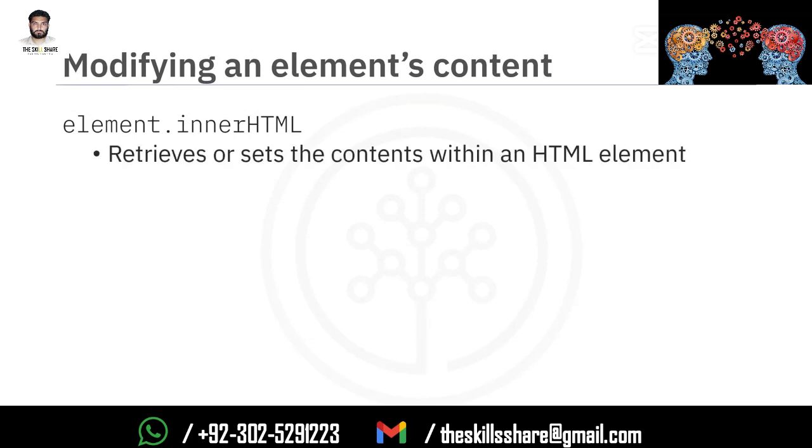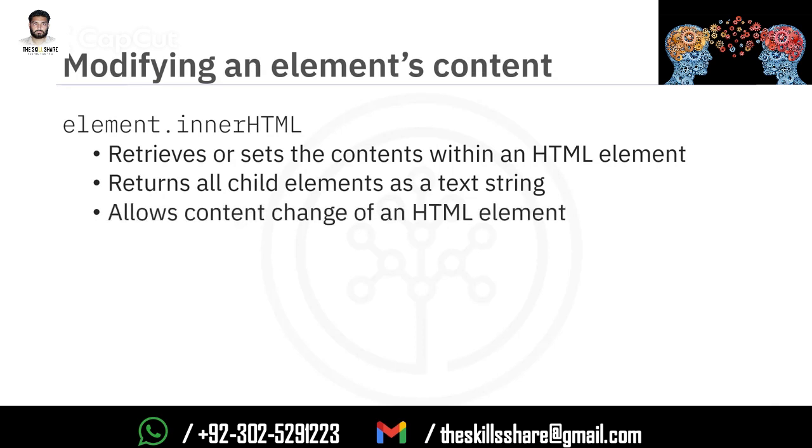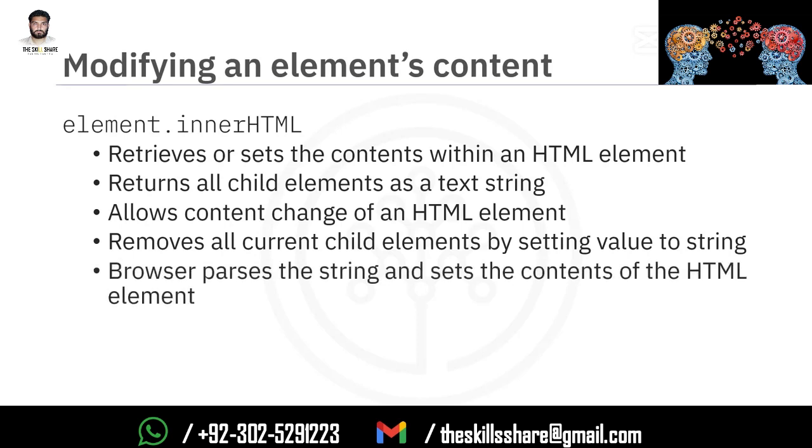The function element.innerHTML retrieves or sets the contents of an HTML element. The inner HTML property returns all child elements as a text string. With the element.innerHTML function, you can change the contents of an HTML element by setting it to a text string that can include HTML tags. Setting the inner HTML value of an element to a string removes all of the current child elements. The browser then parses the string and sets the contents of the HTML element.